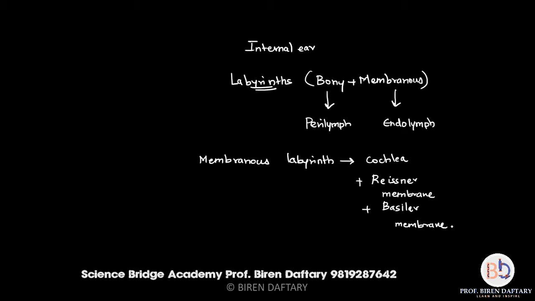Alright, so friends, for the internal ear you have to remember that it is made up of labyrinths, bony and membranous. Each bony labyrinth is made up of many membranous labyrinths. Each membranous labyrinth is made up of three parts: cochlea, Reissner's membrane, and basilar membrane. So please remember these names: Reissner's membrane and basilar membrane. Okay, clear? Okay, so now we are going to study the internal structure or the cross section of the cochlea.